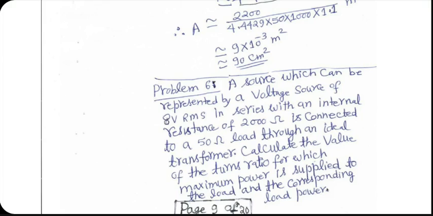So let's assume that we have a real life source which has got 8 volt RMS value and it has an internal resistance of 2000 ohm. And this source is connected to a 50 ohm load resistance through an ideal lossless transformer. Now, what should be the turns ratio of the transformer for which the power supplied to the load is maximum? Good question. And then you find the corresponding power also. It's a bit of derivation here that we would need.